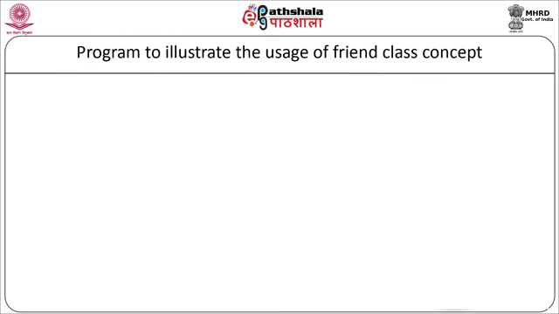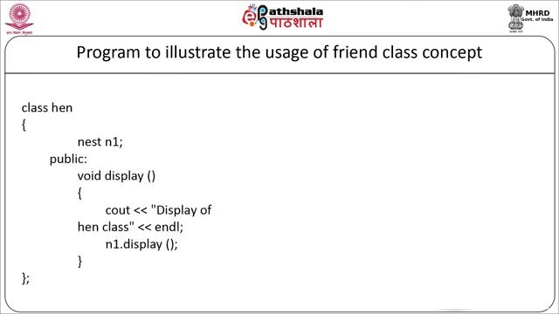Now we will define our class hen. Here we will declare the object of class nest as nest n1 in a private scope. In a public section we will have void display. Here we will display the message cout, display of hen class, endl. Here now we will call the display of class nest using the object n1 as n1.display. Our display function will end and our class declaration will end.